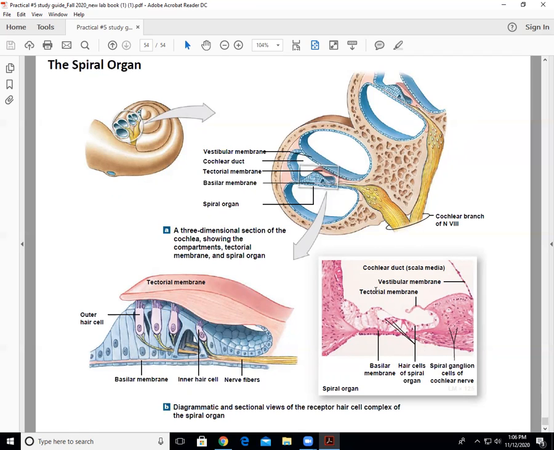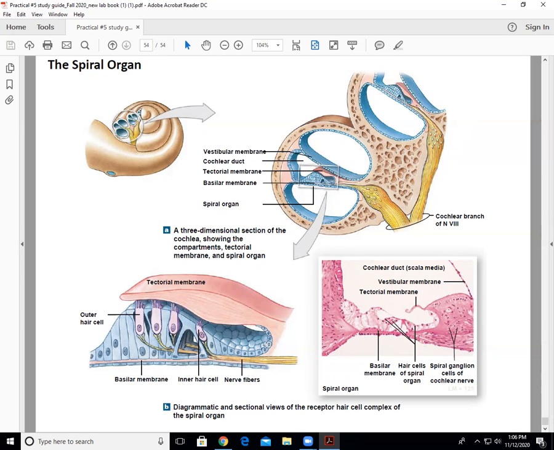All right, so there's the vestibular membrane. This big fold into the tectorial membrane. Down here's your base, or your basilar membrane. These are hair cells.